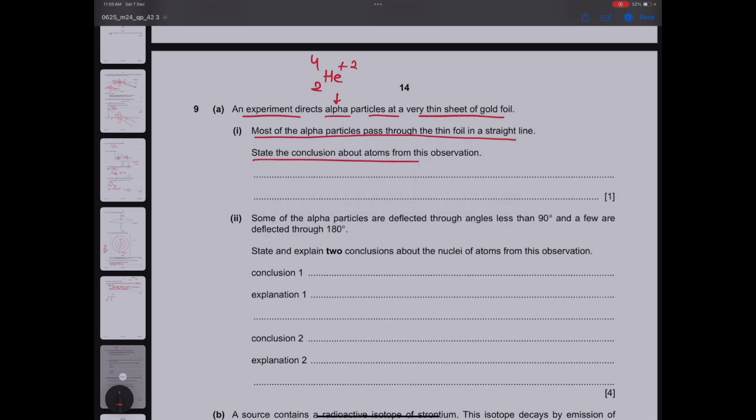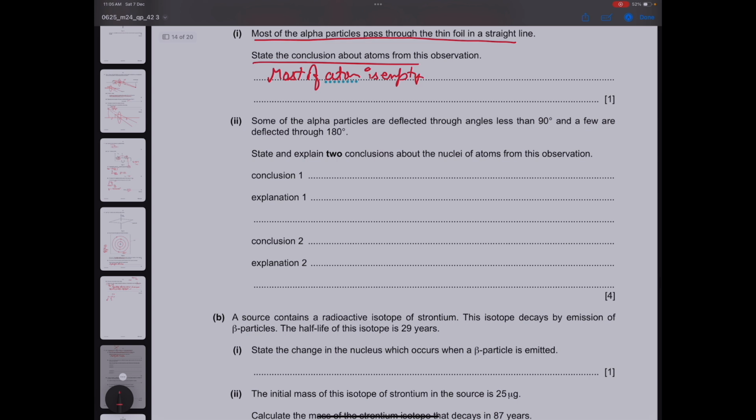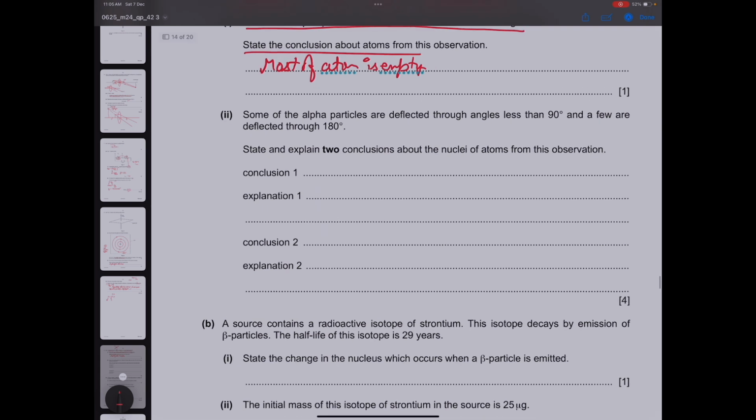See, if most of them are passing straight through, you can just mention that most of the space is empty, most of the atom is empty. Now, some of the alpha particles are deflected through small angles, through angles less than 90 degrees, and few are deflected through 180 degrees. State and explain two conclusions about the nuclei of atoms from this observation. First of all, you can mention that only a few are getting deflected. So you can just mention that the nucleus is very small.